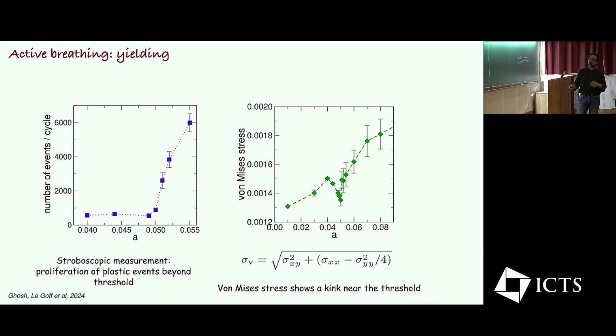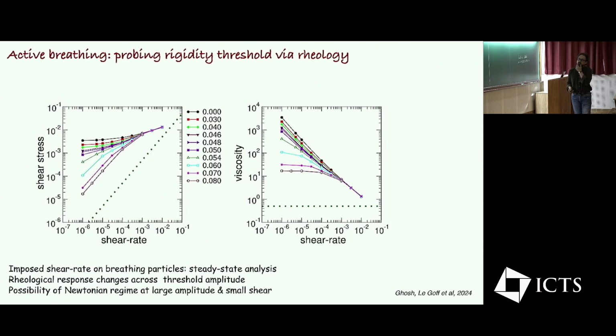So we can compute the number of such events happening as a function of each cycle, and we can see that this number of events is some constant below some threshold, and then suddenly it shoots up beyond this yield threshold or the amplitude threshold. And one can also get signatures in the von Mises stress, which is a generalized form, because you have all kinds of stress components coming into the picture because of this breathing inside the system. We see that the von Mises stress also shows a kink at the threshold at which this large-scale plasticity is happening.